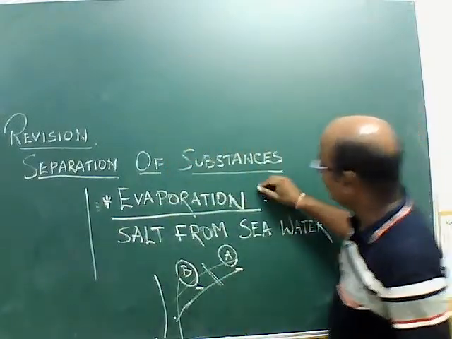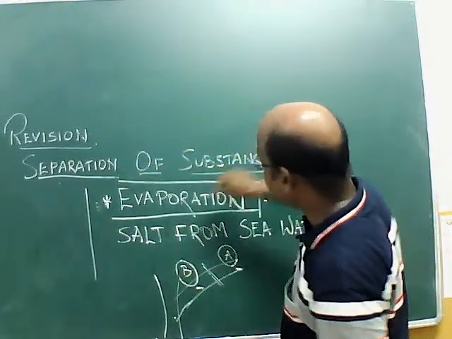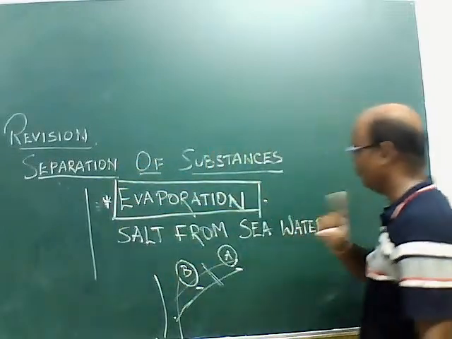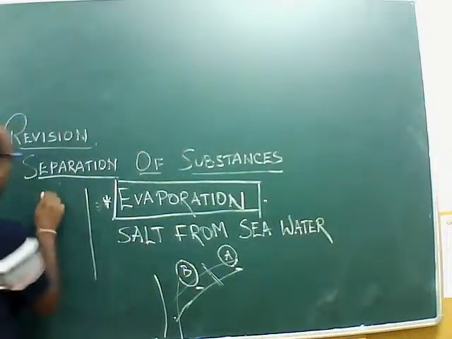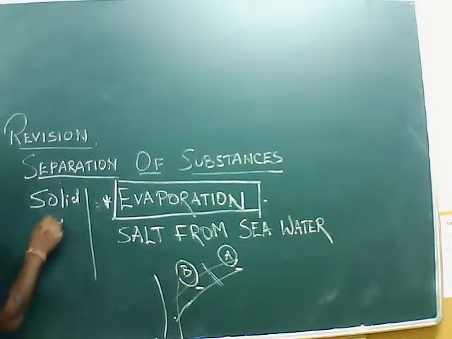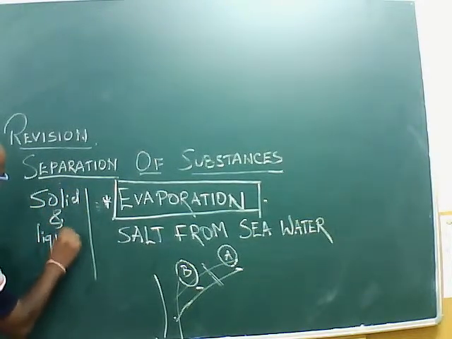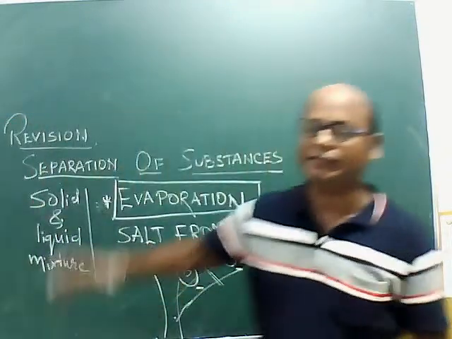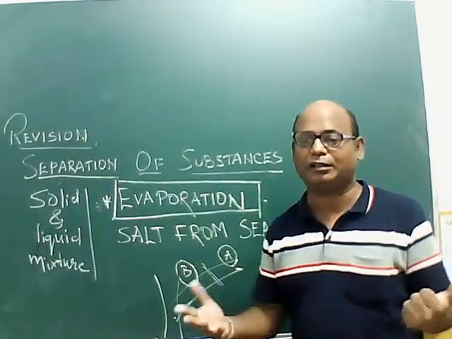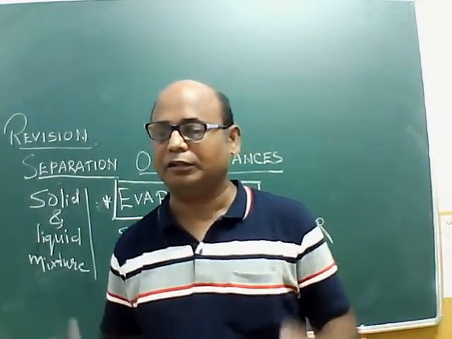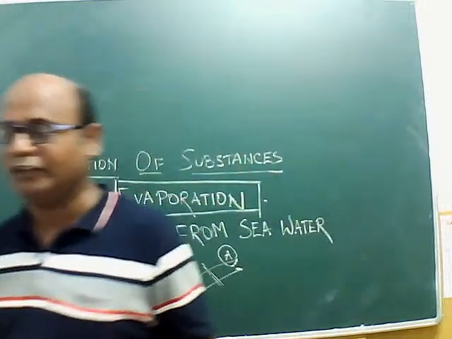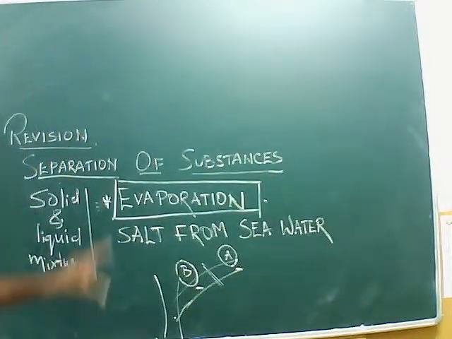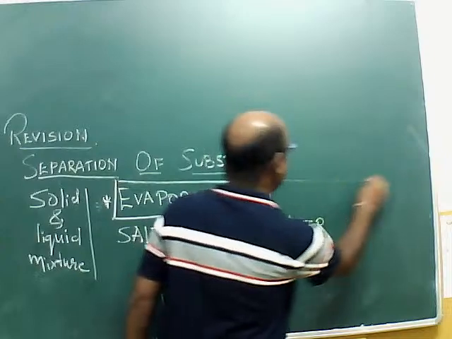This evaporation method is used to separate the salt from the seawater, and it is an example of a solid and liquid mixture, the solid part being salt and the liquid part being water. Along with evaporation, it is also important for us to learn condensation.